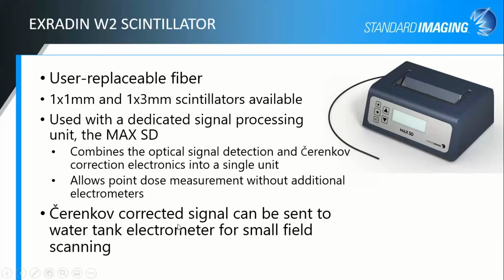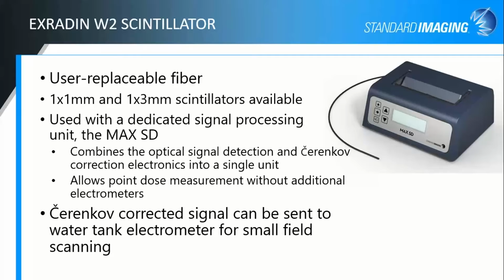So with the W2, this is the 2nd generation device. This was designed so that you could use it with a scanning tank. We were also able to improve the sensitivity of the optics and decrease the noise floor that comes with the electronics for processing the signal by making one dedicated electrometer that takes in that optical signal.